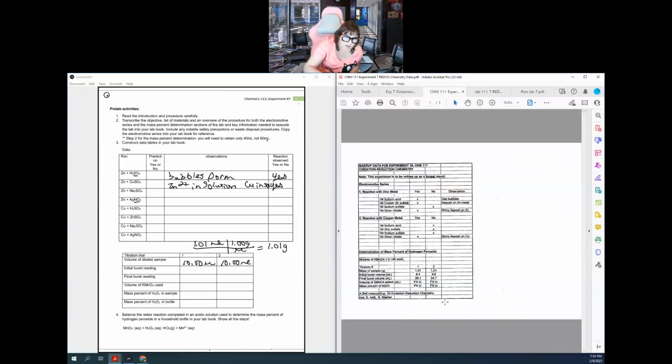Okay, so my initial burette volume for this one is 8.4. This is 28.1. This is 4.6 and 24.7. Now remember that your burette is listed from 0 down. So the lower number is actually higher up on the burette. So what you need to do is subtract this smaller number from the larger number to figure out how much was actually used to do that titration. And that calculation goes right there.